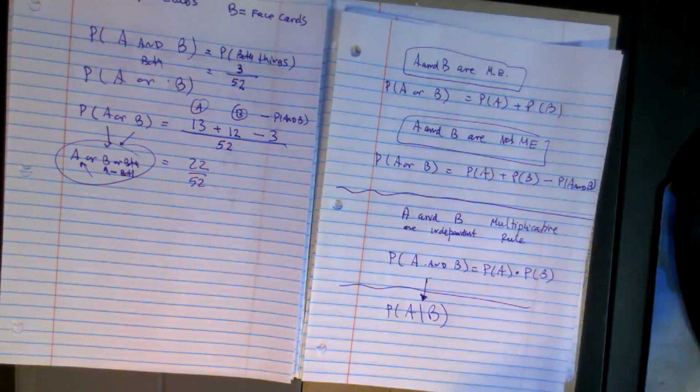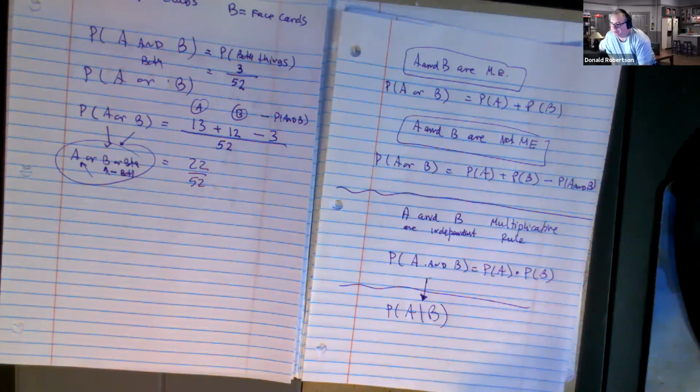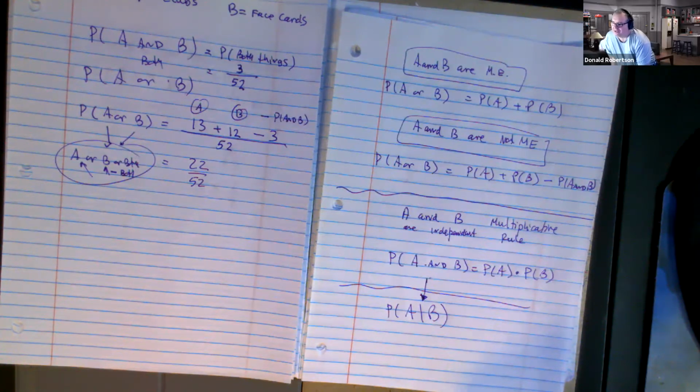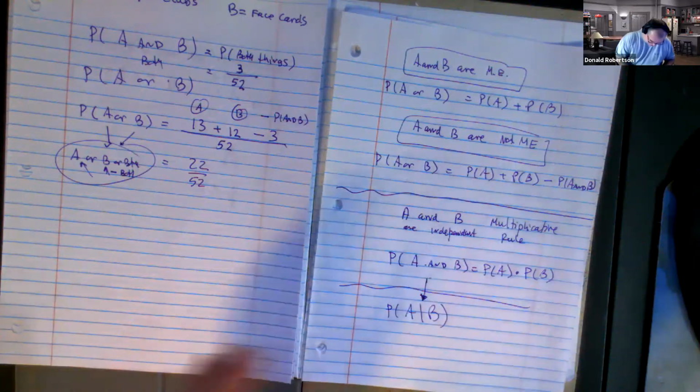So if they're independent, you can multiply them to find the A and B probability. But if they're dependent, you better count. You better just count the numbers in the story. Okay. Right, so I'll give you an example.